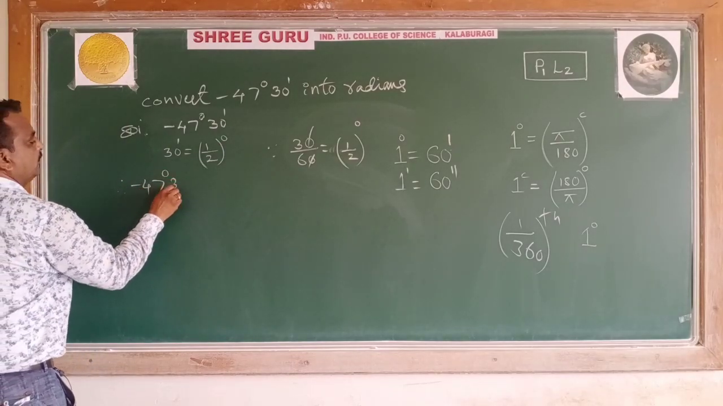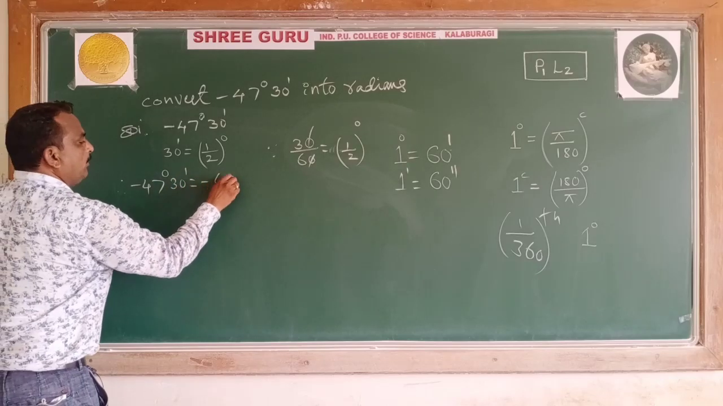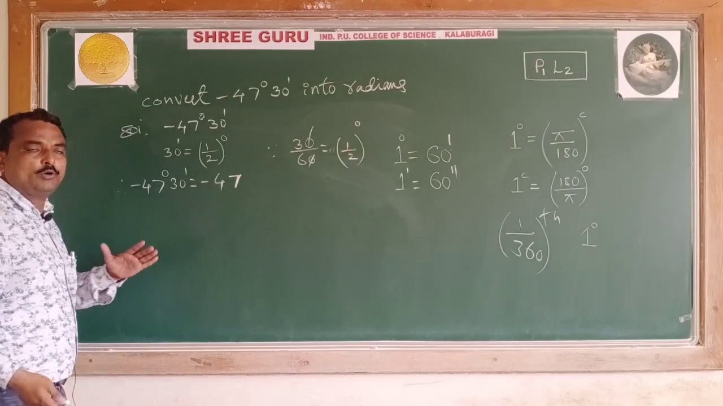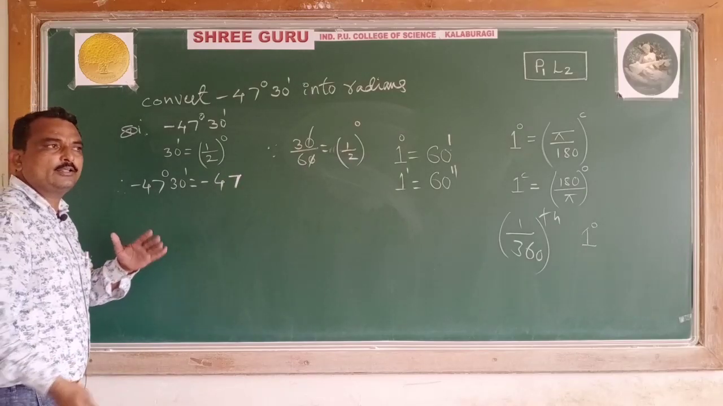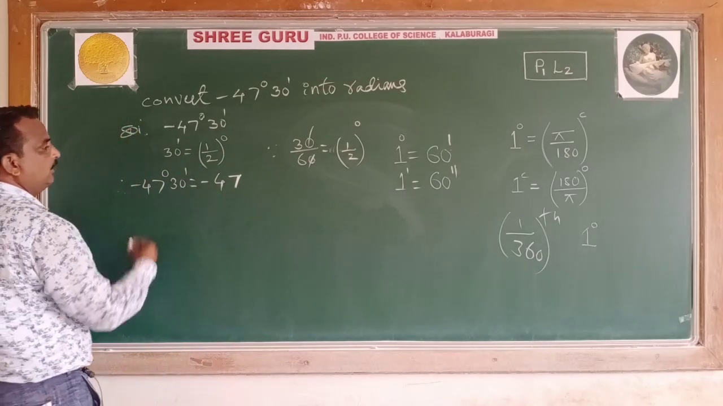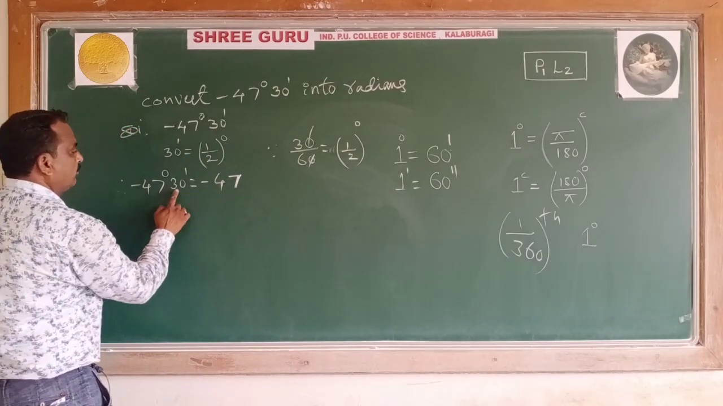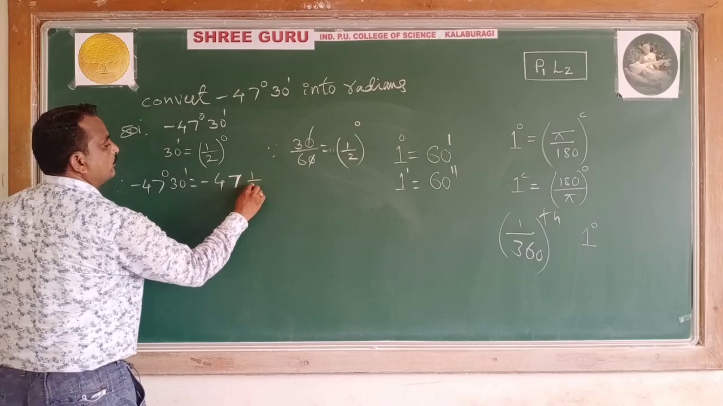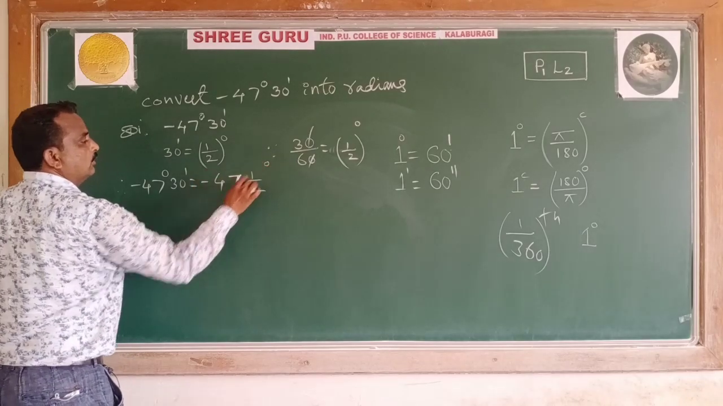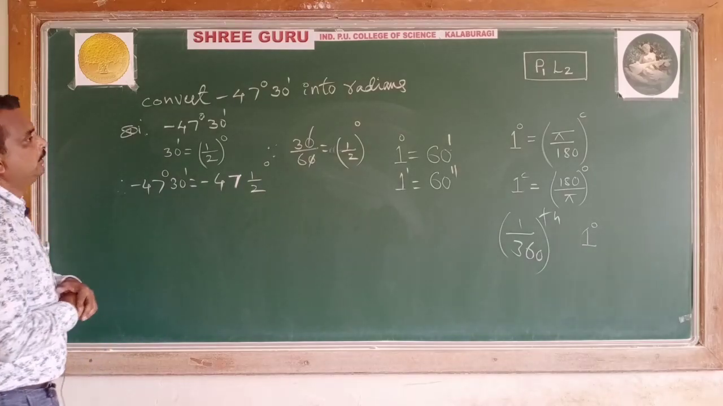So your problem becomes: minus 47 degree 30 minutes, whatever it may be, either a negative angle or a positive angle. It is rotated in a clockwise direction. Anti-clockwise direction is measured as a positive angle, clockwise direction is measured as a negative angle. It is a clockwise direction rotation. 30 minutes, how much is it? Half a degree.